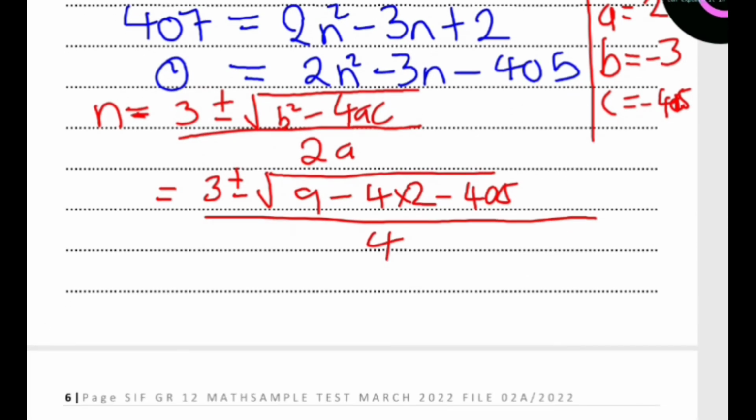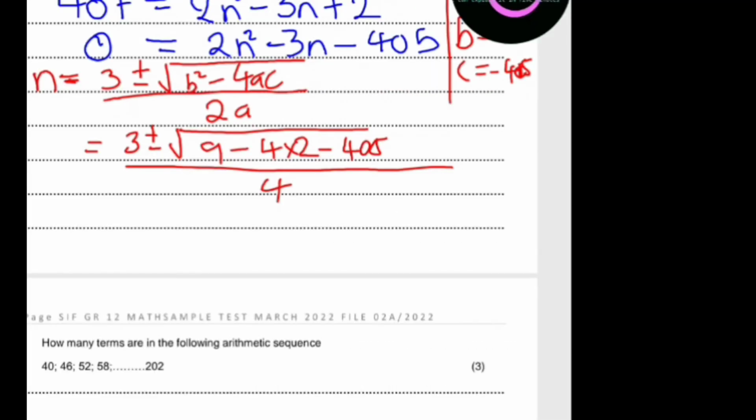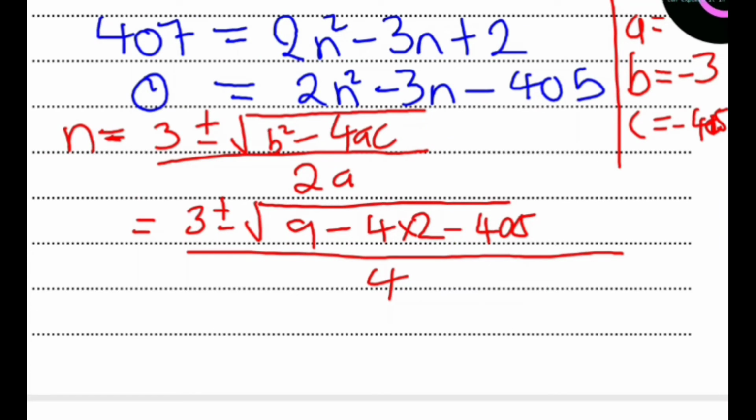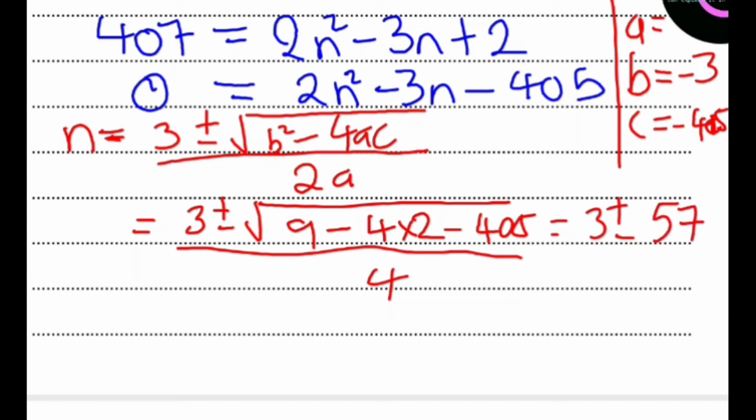So grab a calculator and put all those digits into the calculator. You get the square root actually simplifies to 57. So this becomes 3 plus or minus 57 over 4.